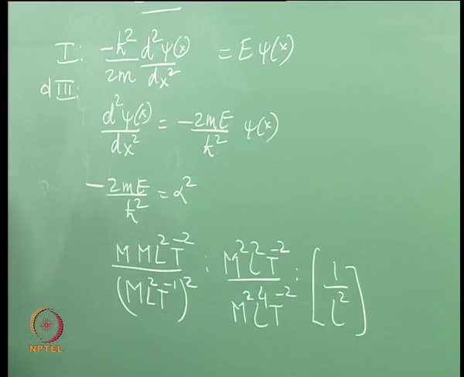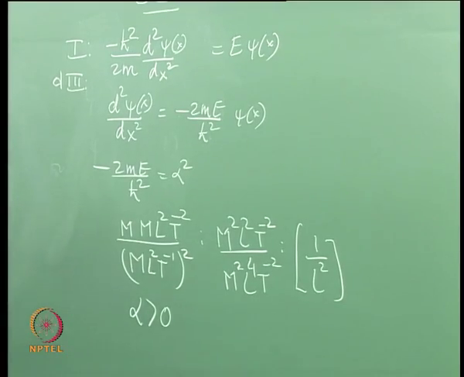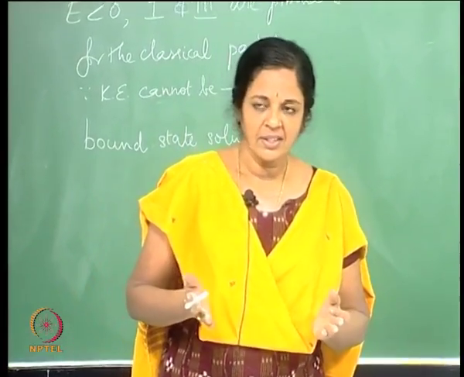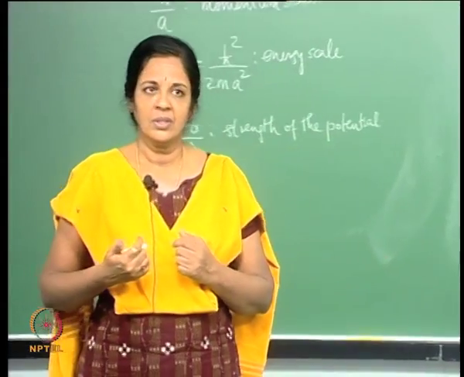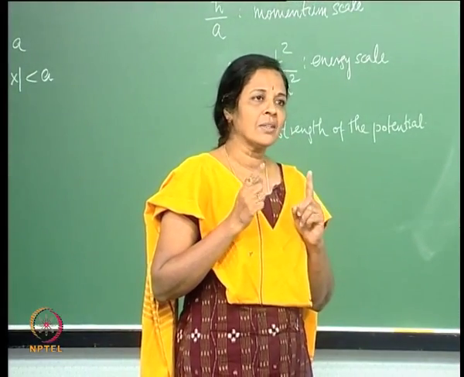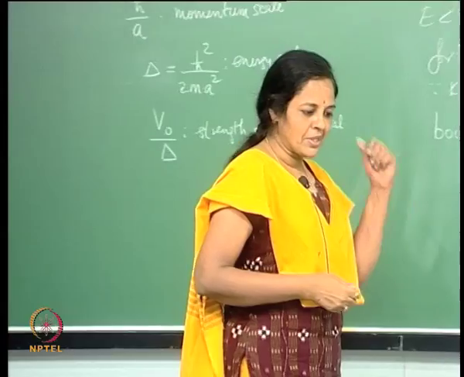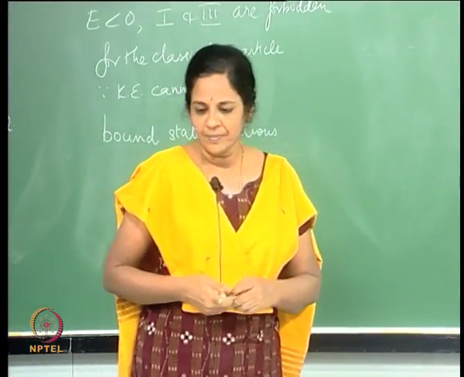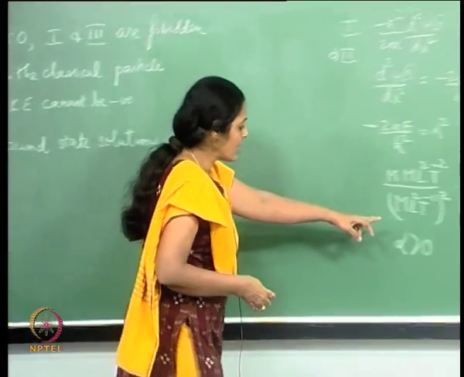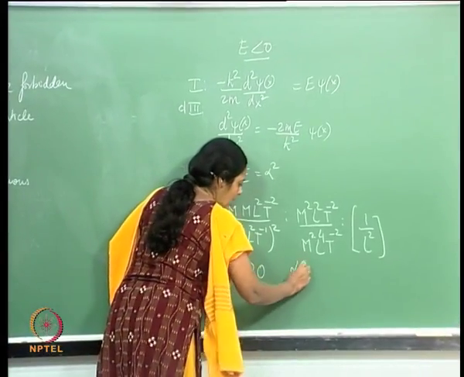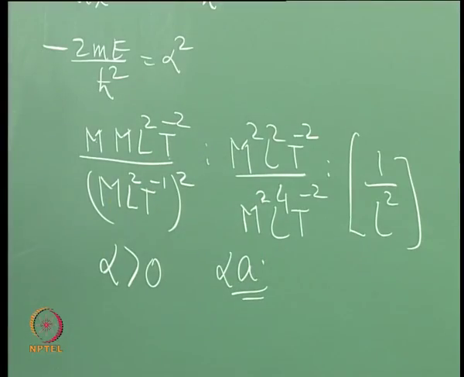I'd like to keep alpha positive. So I choose alpha to be greater than 0, no loss of generality, and alpha has dimensions 1 by length. That's a good thing to know. If you recall, this would be the analog of alpha in the case of the harmonic oscillator as well, except that the alpha there had a very different definition. It was root of m omega by ħ. And since this has dimensions of 1 by length, alpha times a is a dimensionless quantity. That's a good thing to remember.